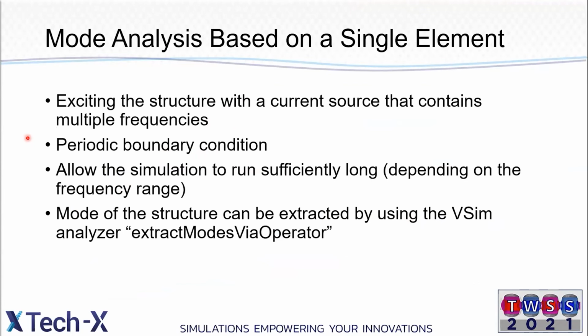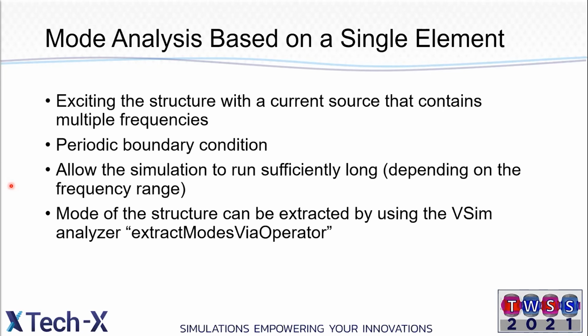Usually, first you define a current source that contains multiple frequencies and add it to the simulation to excite the structure. Then a periodic boundary condition can be defined in the axial direction. That is the direction along the periodicity of the structure. Then you need to give it enough time to allow the simulation to run sufficiently long, or till you get close to some kind of steady state, which is frequency dependent.